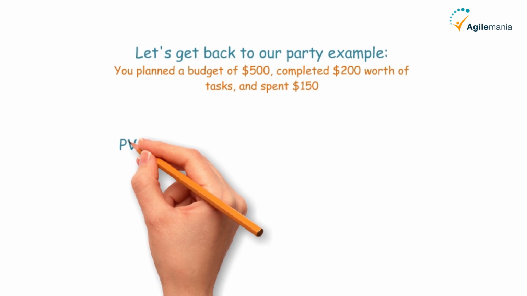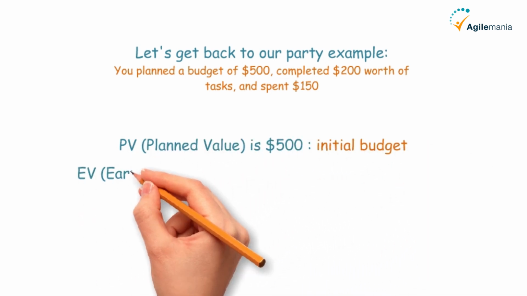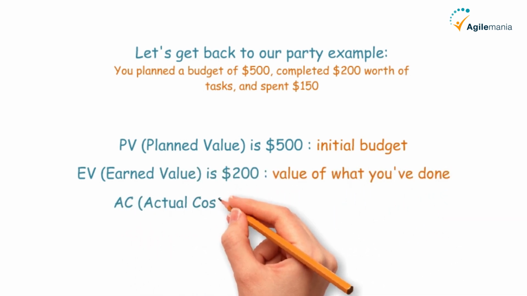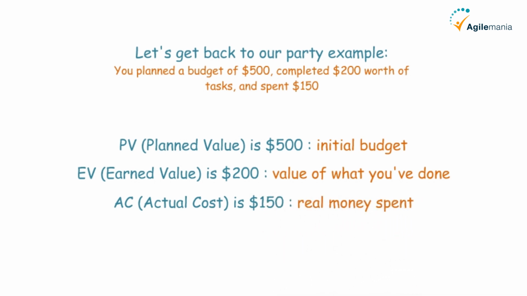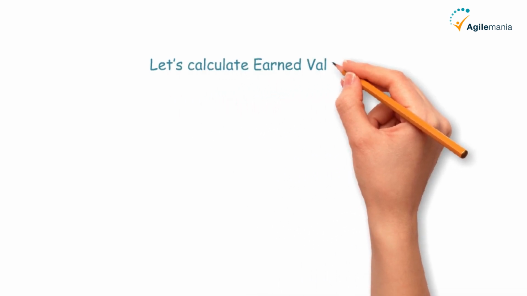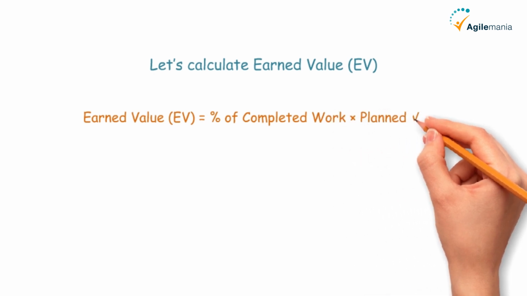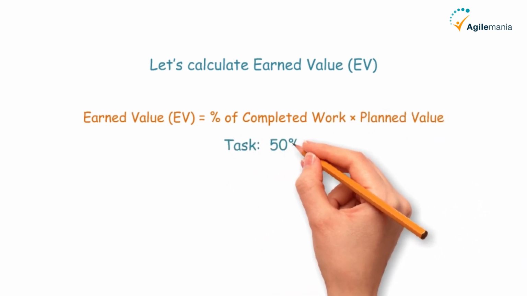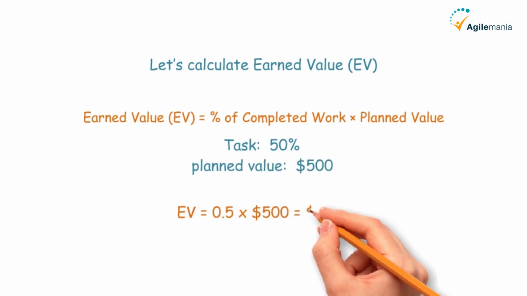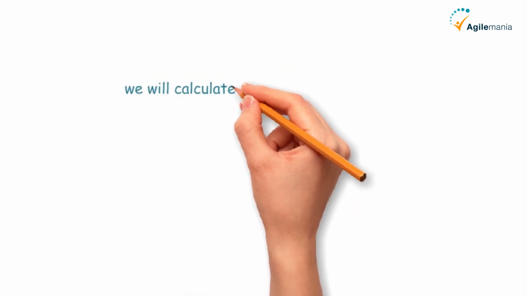Let's calculate. PV, planned value, is $500, that is your initial budget. EV, earned value, is $200, that is the value of what you've done. AC, actual cost, is $150, that is the real money spent. First, let's calculate earned value, EV. The formula is earned value, EV, equals percent of completed work times planned value. Example, if a task is 50% complete, and the planned value for the task is $500, then EV equals 0.5 x $500 equals $250.